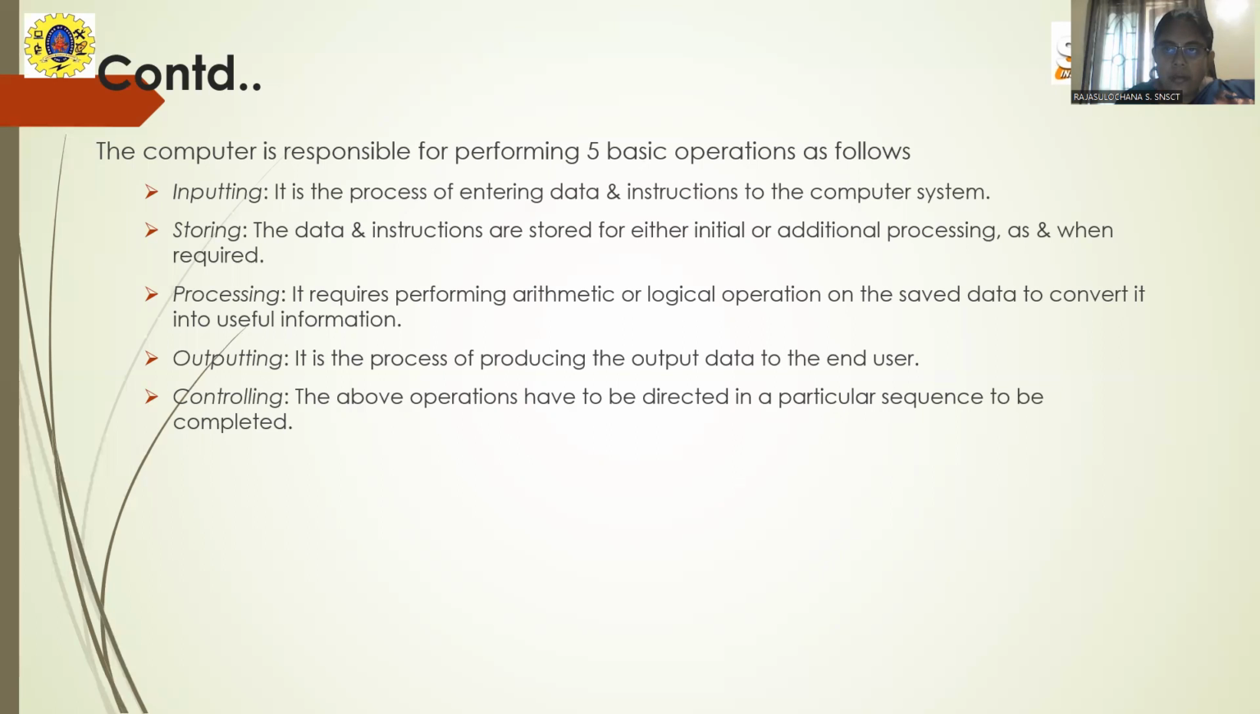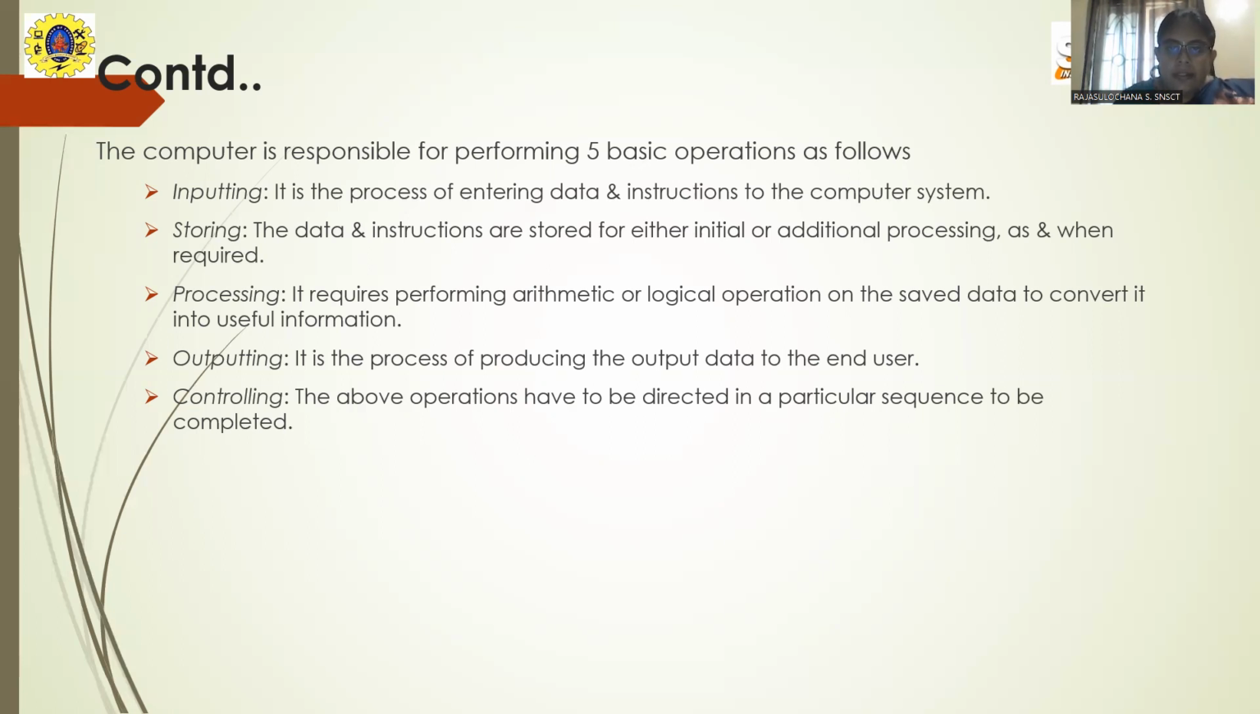Here the arithmetic operation addition is performed. So 5 plus 4 will be 9. This 9 is the information that you obtain from the data on performing some process. Hope you have understood. So this 9 is the output data, which is obtained as a result of the process. This output data will be displayed to the end user.